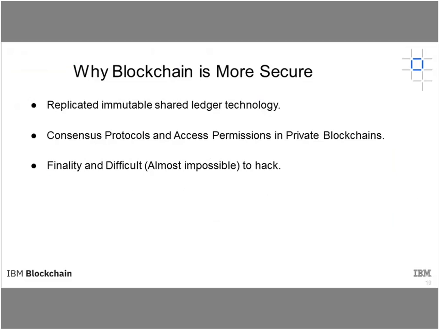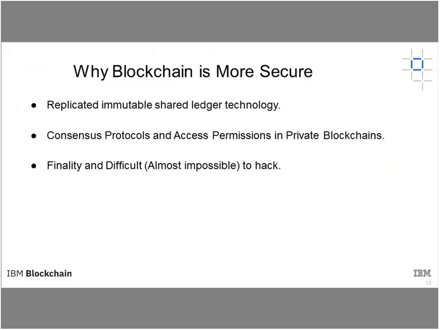Why is blockchain more secure? It has a replicated, immutable, shared ledger technology. Why immutable? In one minute I can tell you: you can tamper with your own ledger because you have your copy. You can go and change one transaction or something like that.